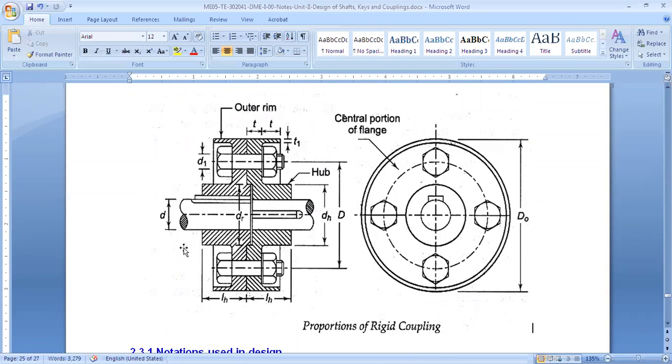We know the power P or torque transmitted. From the power we can find out the torque, right? P is equal to 2 pi n T upon 60, so torque T is equal to 60 into 10 raised to 6 P upon 2 pi n, right?